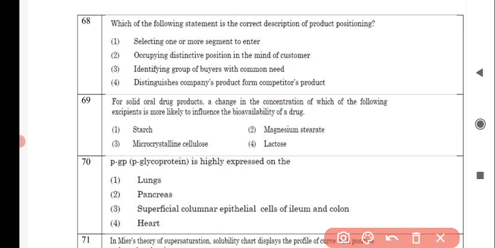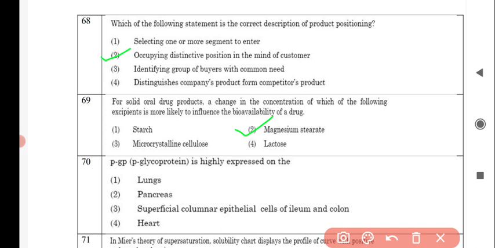The next question is which of the following statement is the correct description of product positioning, and the correct answer is option number 2, that is occupying distinctive position in the mind of customer. Next question is for solid oral drug products, a change in the concentration of which of the following excipients is more likely to influence the bioavailability of a drug, and the correct answer is option number 2, magnesium stearate.